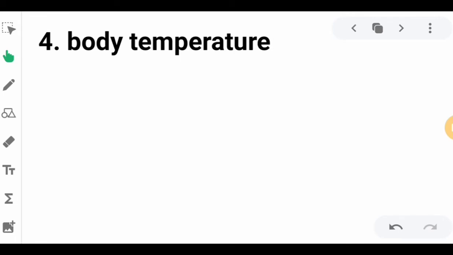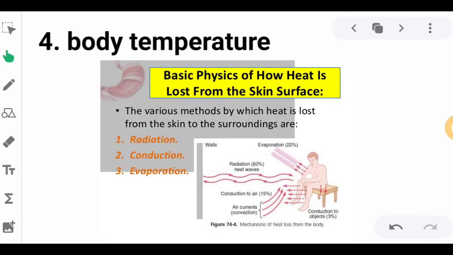Next we have body temperature. Here we will be discussing, in terms of physics, heat, the applications of heat in our body, and the various methods of heat transfer.